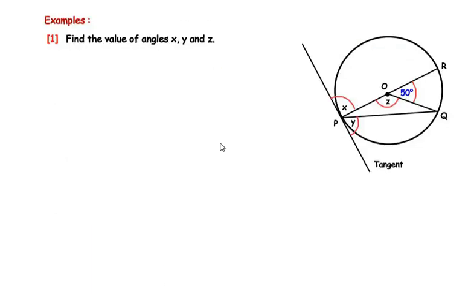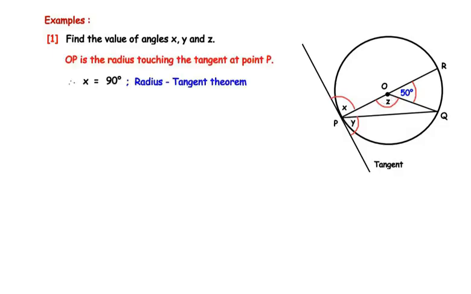Now let us start with exam style questions. Find the value of angles X, Y and Z. Here in the figure we can see that POR is the diameter of the circle, as this line PR is passing through the center of the circle, and there is a tangent which touches the circle at point P, and OP becomes the radius. So here we have written OP is the radius touching the tangent at point P. X is an angle made at point P. So X will be equal to 90 degrees, that is by the radius tangent theorem.